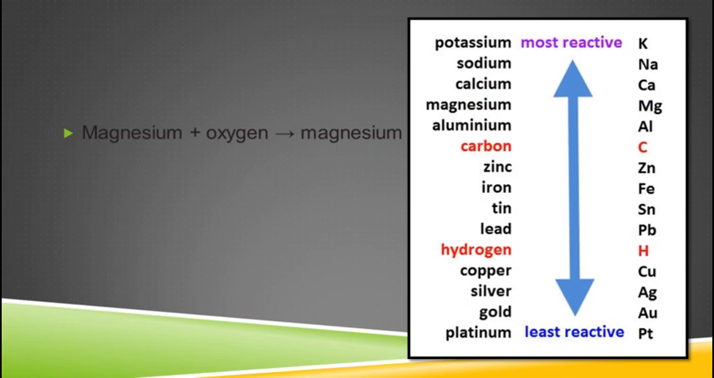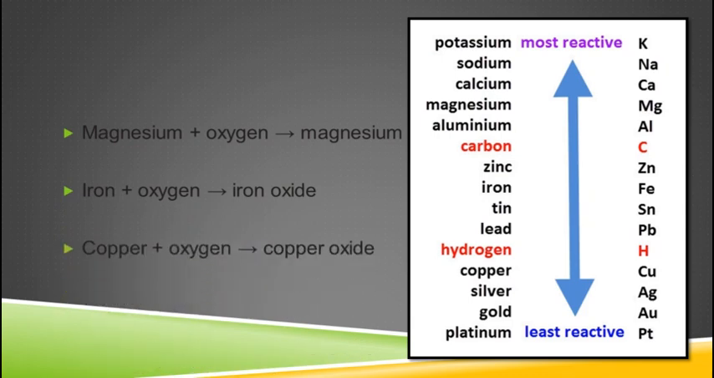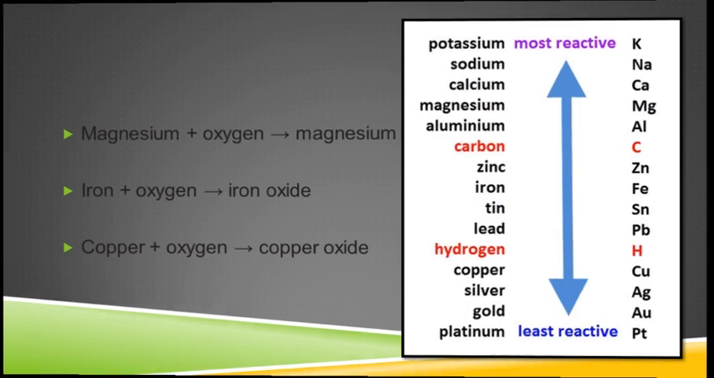Here we can take an example, that is magnesium plus oxygen will give us magnesium oxide. Another example we can take is iron plus oxygen will give us iron oxide. Next is copper plus oxygen, it will give us copper oxide. So this is how metals react with oxygen and form their respective oxides.